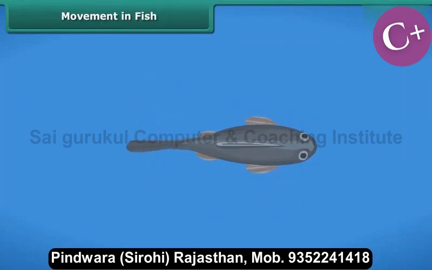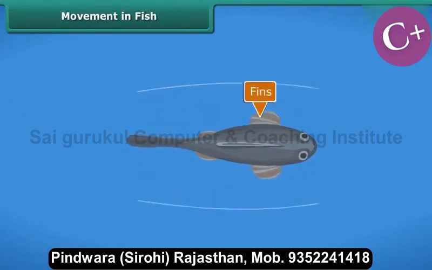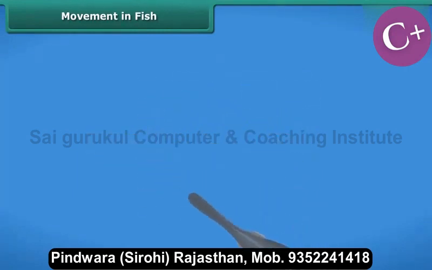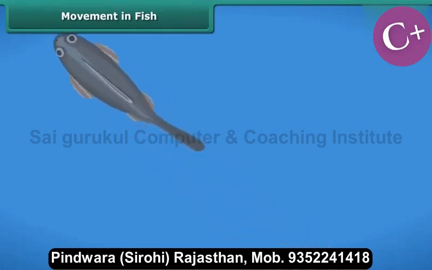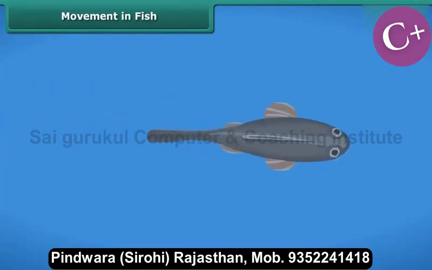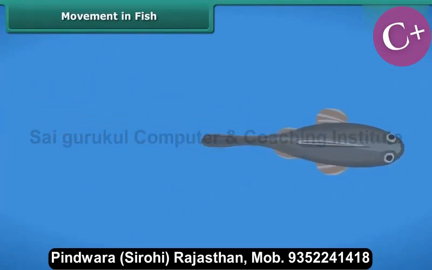Fish swim with the help of their fins. The tail moves from side to side and helps the fish swim in the right direction. Some fish, however, move by bending their bodies from one side to another in quick succession, which produces a thrust that helps it move forward.